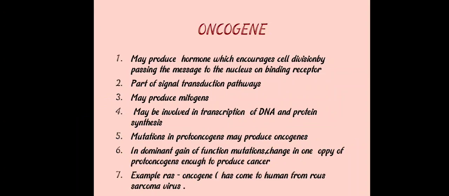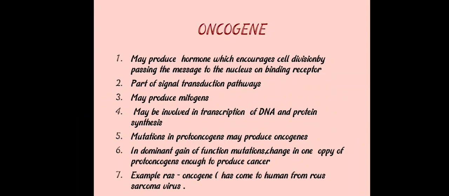So these oncogenes may produce a hormone which encourages cell division by passing the message to the cell nucleus or by binding to a certain receptor. Oncogenes could be growth hormones. They can be part of a signal transduction pathway, so they can activate pathways. Certainly they may produce growth hormone promoting substances, or they may be involved in transcription, DNA or protein synthesis, and alter transcription. They may increase the transcription, etc.